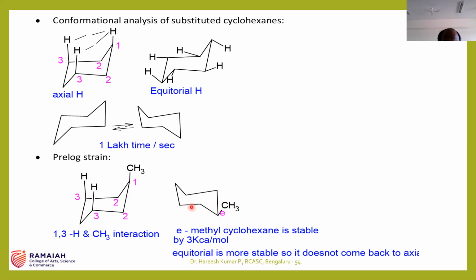So when you are writing equatorial, this moiety should come down and this should go up. So then only it's an equatorial one. This is the axial one. So axial methyl group and the equatorial methyl group. When you are comparing these two, the equatorial methyl group is more stable compared to the axial one. So that's what you need to remember. Is it okay?